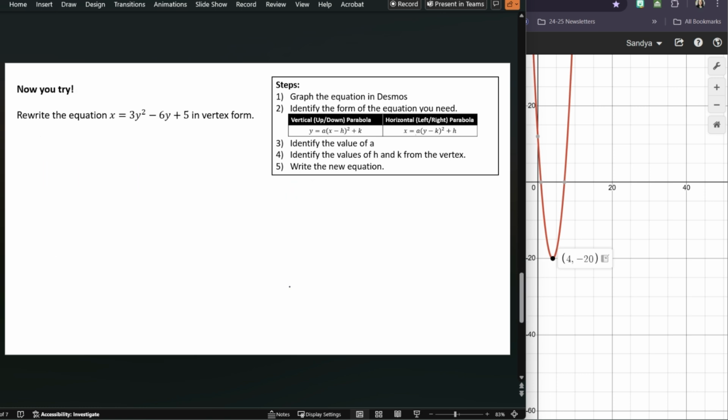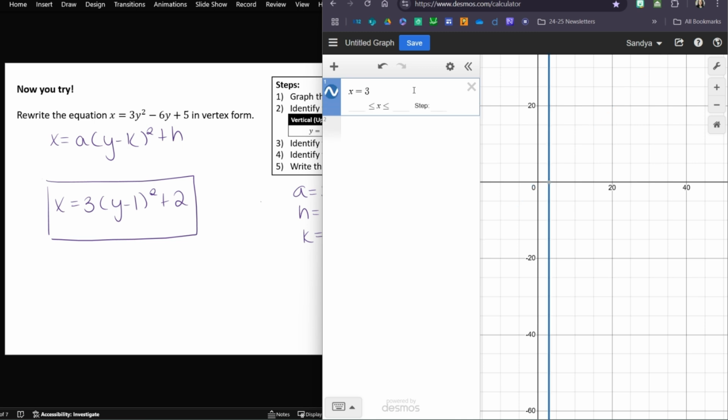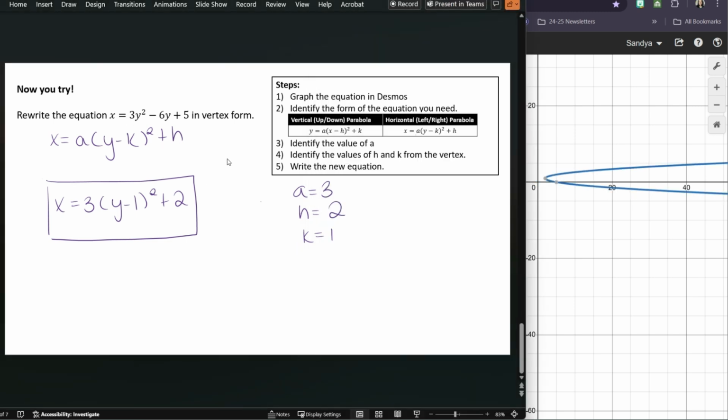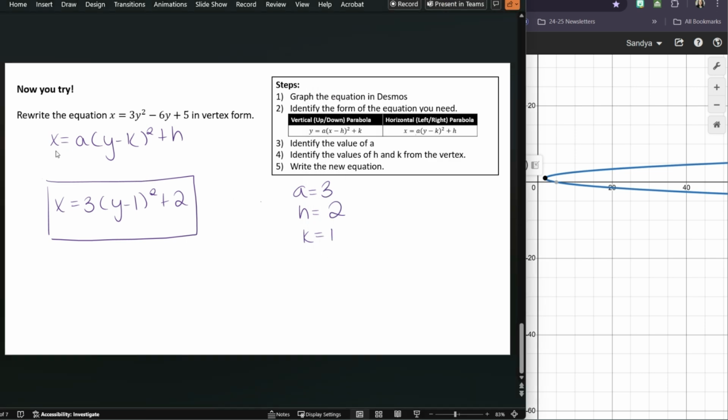Now you can go ahead and pause the video and try doing this example on your own. Here I have x equals 3y squared minus 6y plus 5. I can just type this into Desmos so that I can get those values of a, h, and k that I need. So a is 3 because that's the coefficient of the y squared term. h and k are 2 and 1. Remember, I need the form of the equation x equals a times (y minus k) squared plus h because this is a horizontal parabola. If I plug everything in, I get the equation x equals 3 times (y minus 1) squared plus 2.